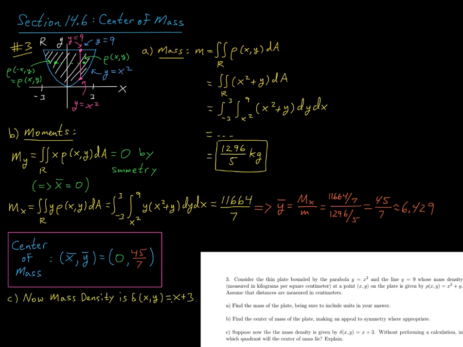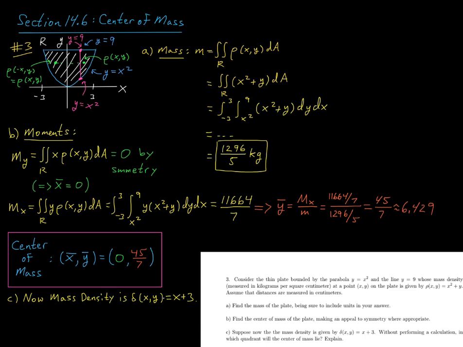Okay, part C says, suppose now that the mass density is given by this new density function, delta of (x,y) equals x plus 3. It says, without performing a calculation, in which quadrant will the center of mass lie? Explain. All right, well, now I do not have this symmetry going on with my density function.